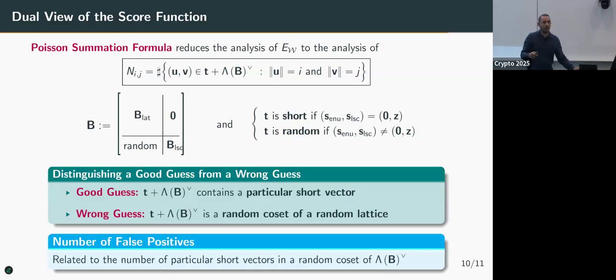And so we have techniques to distinguish a good guess from a wrong guess, because when we make the good guess, the coset contains a particular short vector, which is T, because the lattice contains 0, so the coset contains T, which is particularly short. And when we make the wrong guess, then we have a coset which is actually a random coset of a random lattice. And so to count the number of false positives, one only has to count the number of particular short vectors in a random coset.